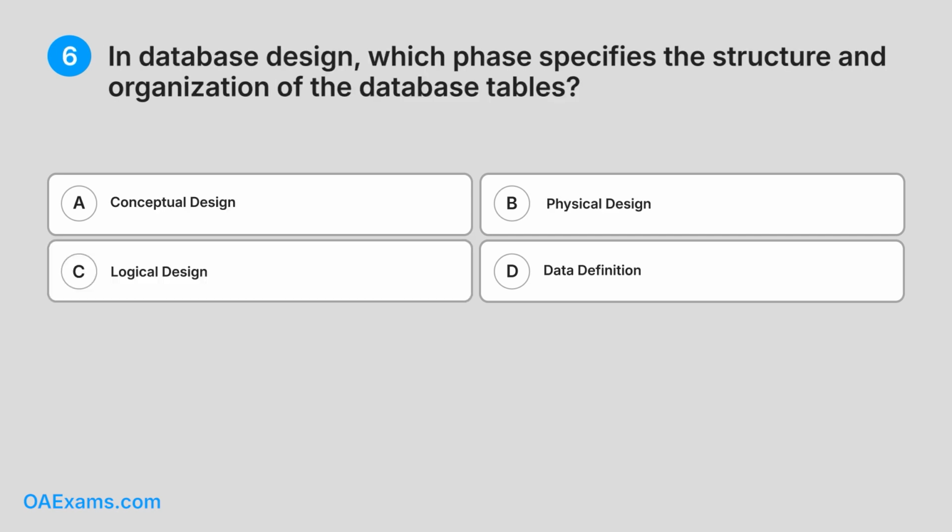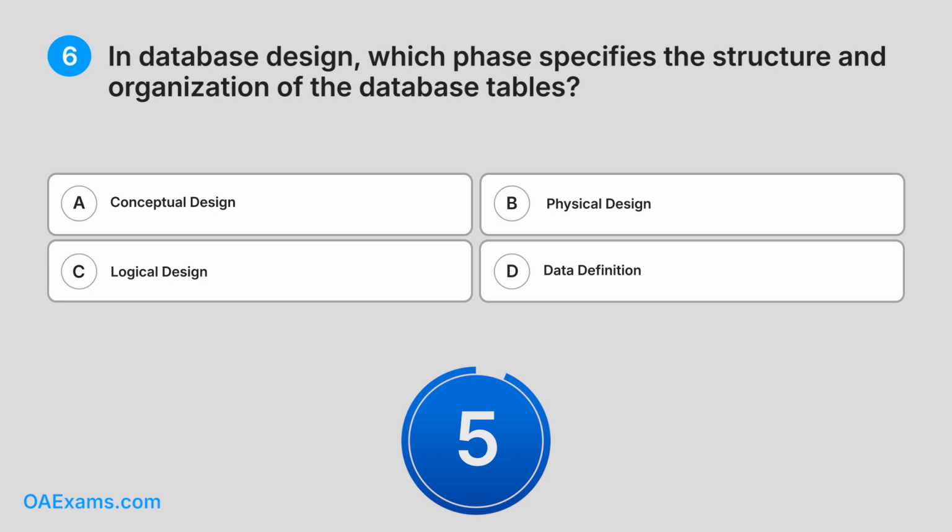6. In database design, which phase specifies the structure and organization of the database tables? A. Conceptual design. B. Physical design. C. Logical design. D. Data definition. Can you guess the answer?